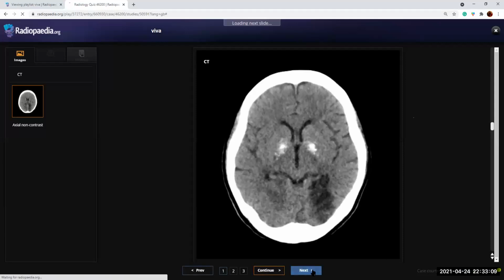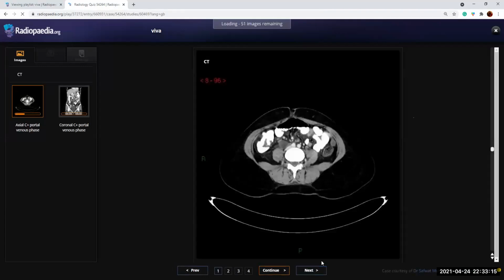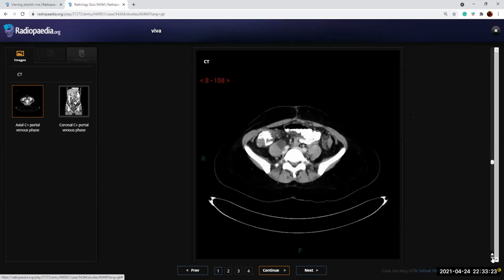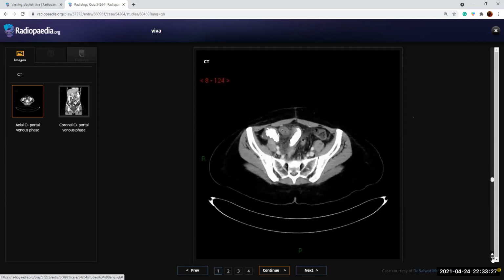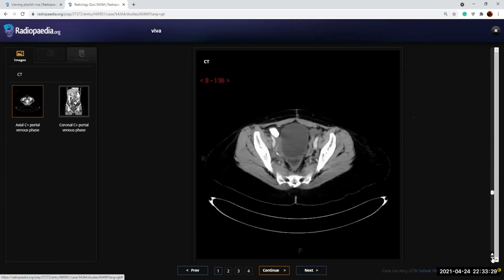Okay. So next is a 40-year-old patient who's been undergoing treatment for some reason. We can go through it. She's now come with loose stools.